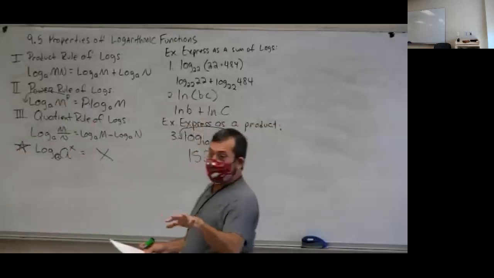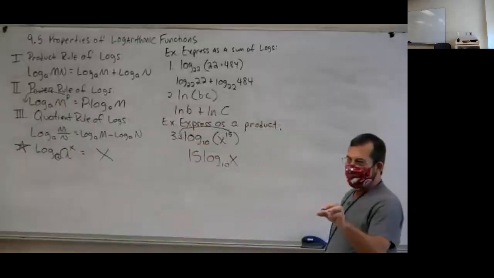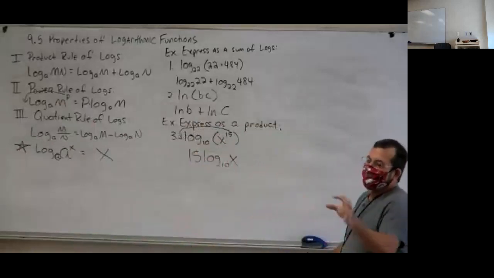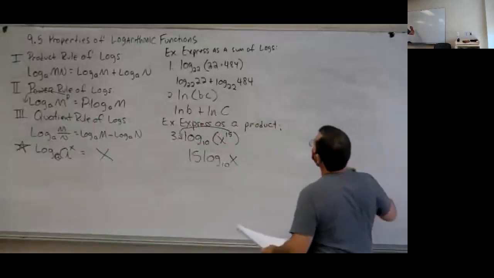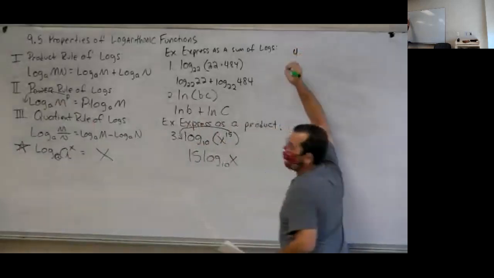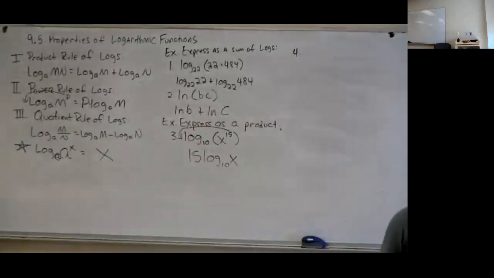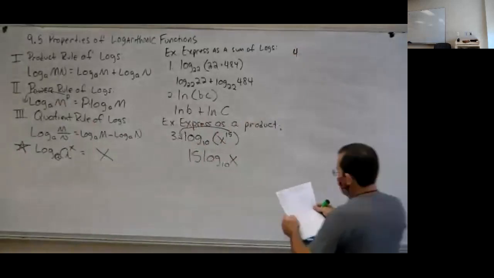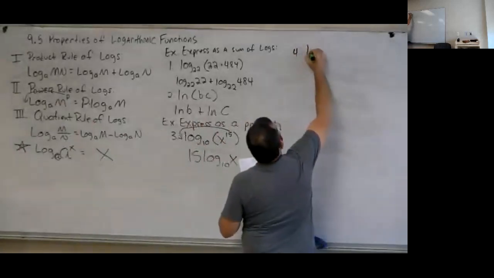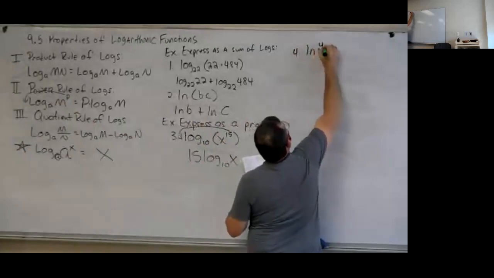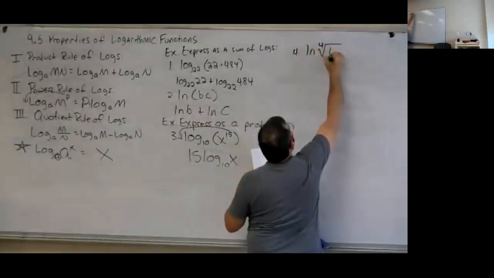So the first 6 of these are fairly one step. Then they start jumping them up, okay? So are y'all good so far? Now they've got an LN, and this might be tricky to you: LN, the 4th root of 6.